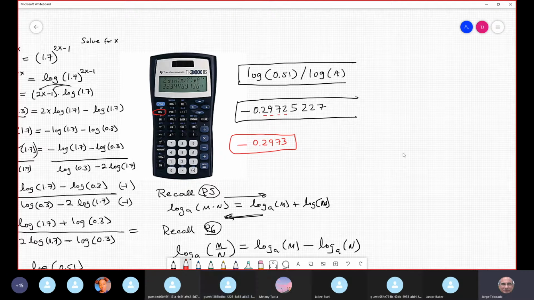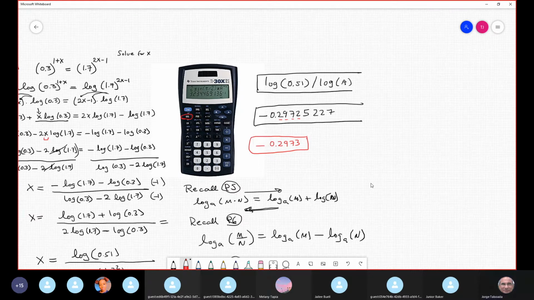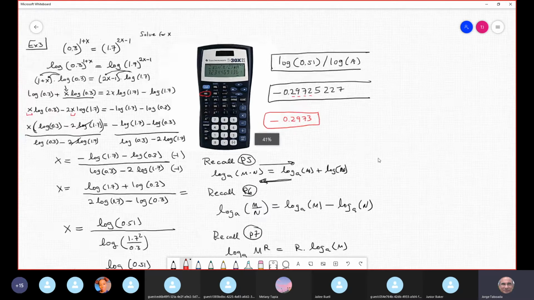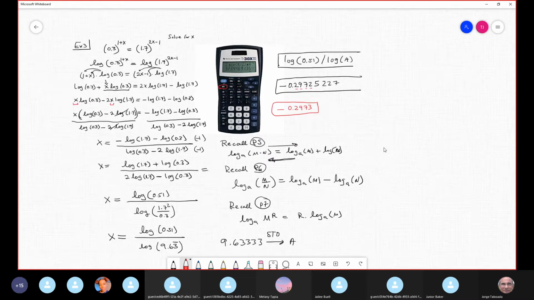Okay, let me try to understand. Professor, make sense. Okay, my answer is negative. Yes. How do you know that my answer is negative? Look, you need to know one idea. When you apply logarithm of a number less than 1, like 0.51, the answer is negative. The logarithm of a number less than 1 is negative.